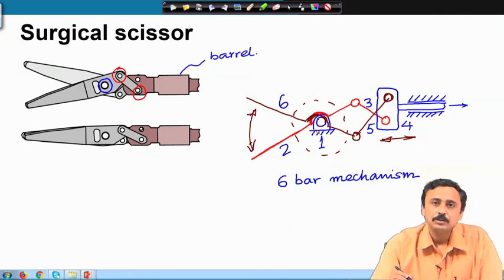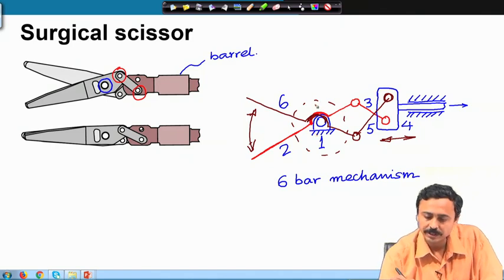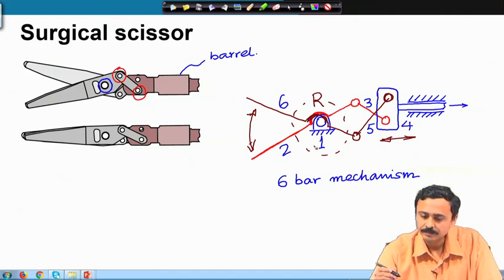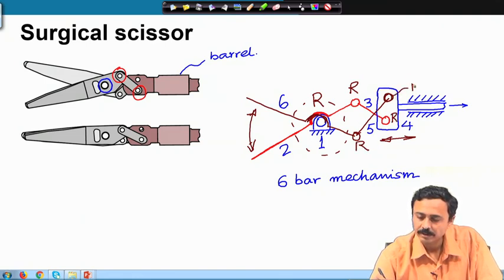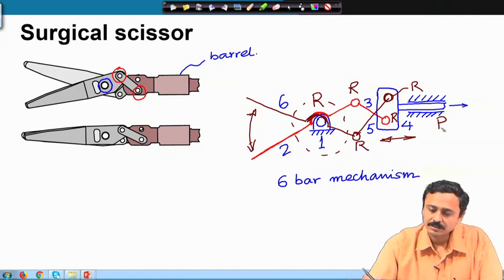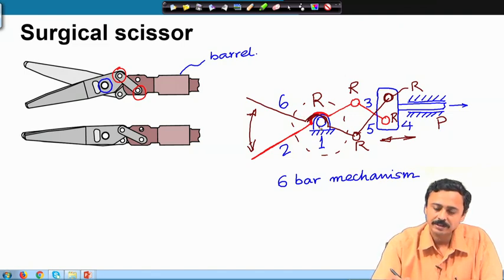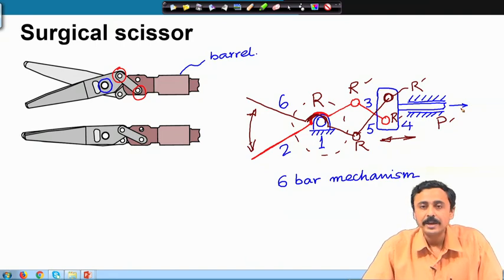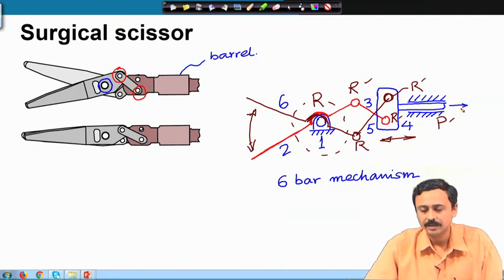So, we will count here 2 revolute pairs. So, there are 2 revolute pairs at this ground hinge. These are revolute, and here we have a prismatic pair. So, when we count the number of kinematic pairs, we must count here 2 revolutes at this ground hinge. So, 2, this is 3, 4, 5, 6, 7. So, we have 7 kinematic pairs in this kinematic chain.